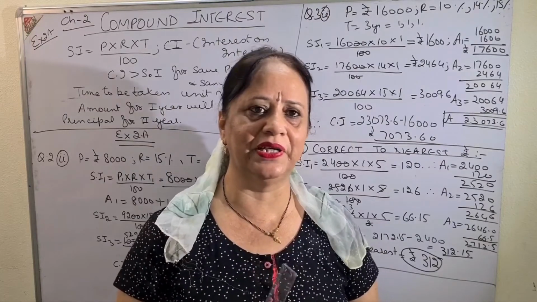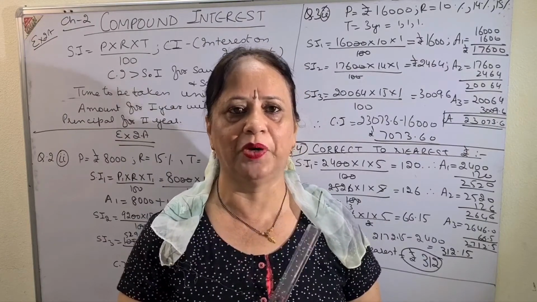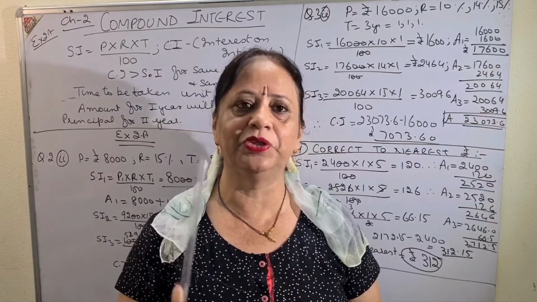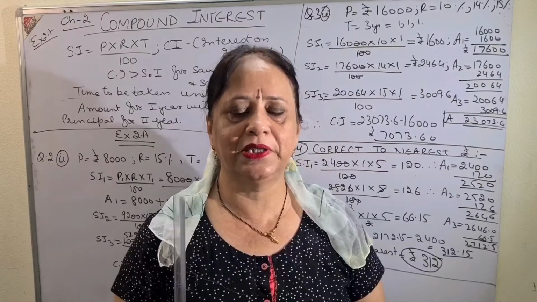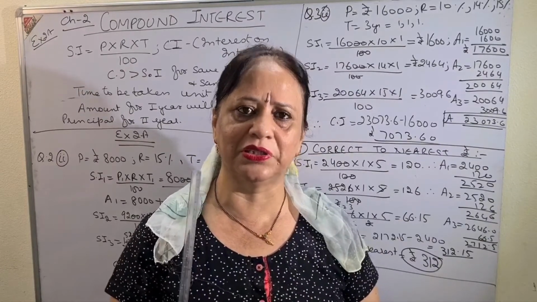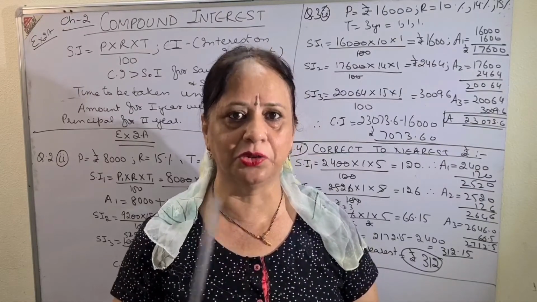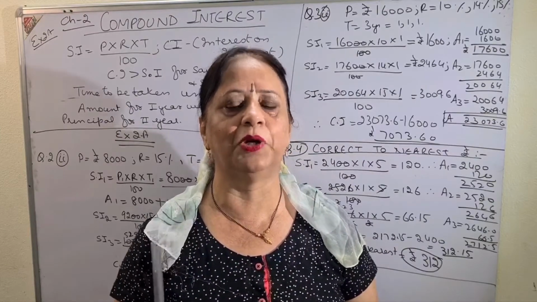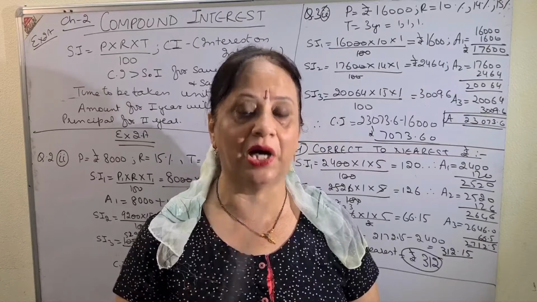Simple interest you have studied is P into R into T upon 100, where P is principal, R is rate and T is time, which all of you know. In compound interest also we are going to do the same, especially without using formula. The first topic which I am going to talk to you about is compound interest, but without using formula.